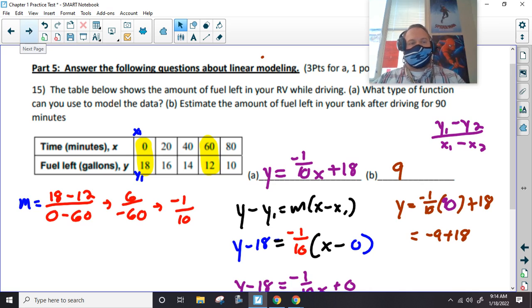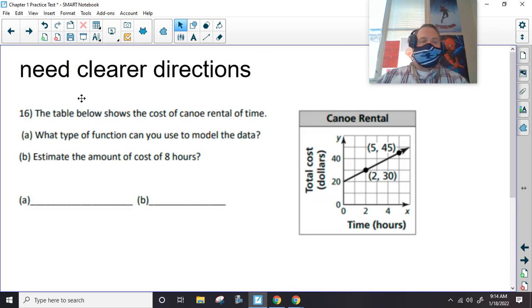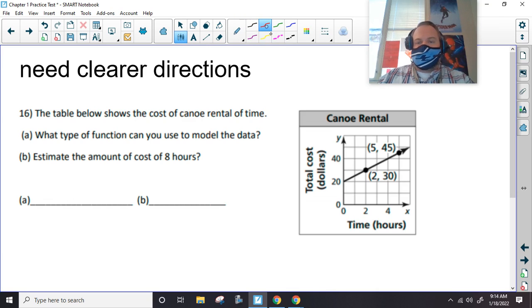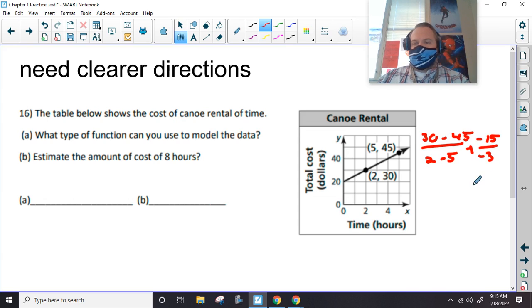All right. Now, this is where it says need clear directions. All right. So we're actually given 2 points here. We have (2, 30) and (5, 45). So we would say 30 minus 45 over 2 minus 5, -15 over -3, and we get 5 for our m.